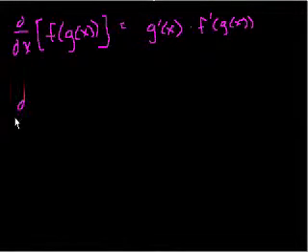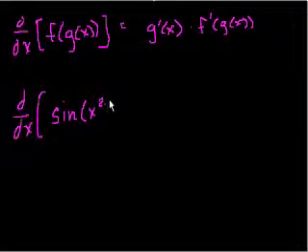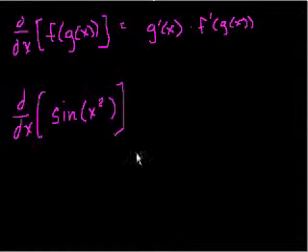If I said, what is the derivative of, let's say, sine of x squared? Well, in this situation, f of x is sine of x, right? And then g of x is x squared, right? And sine of x squared is essentially f of g of x. And this is just a review of the chain rule.